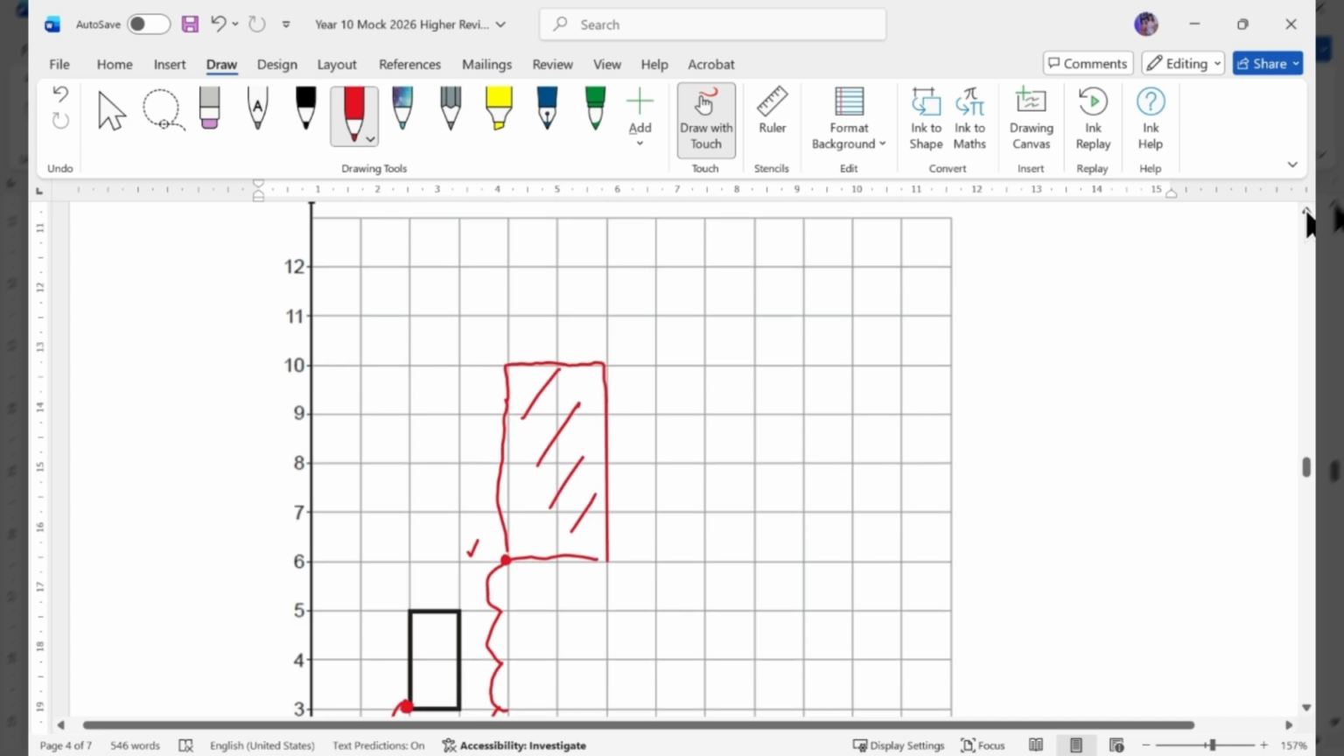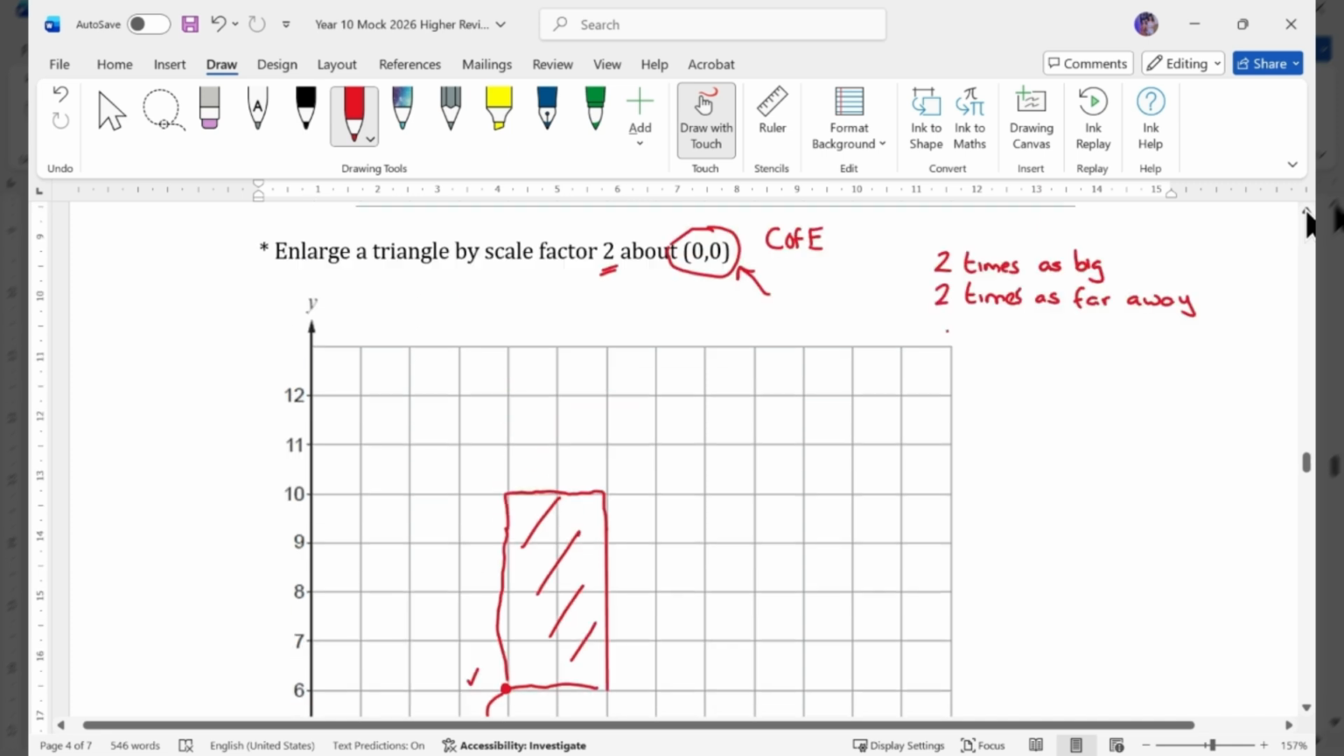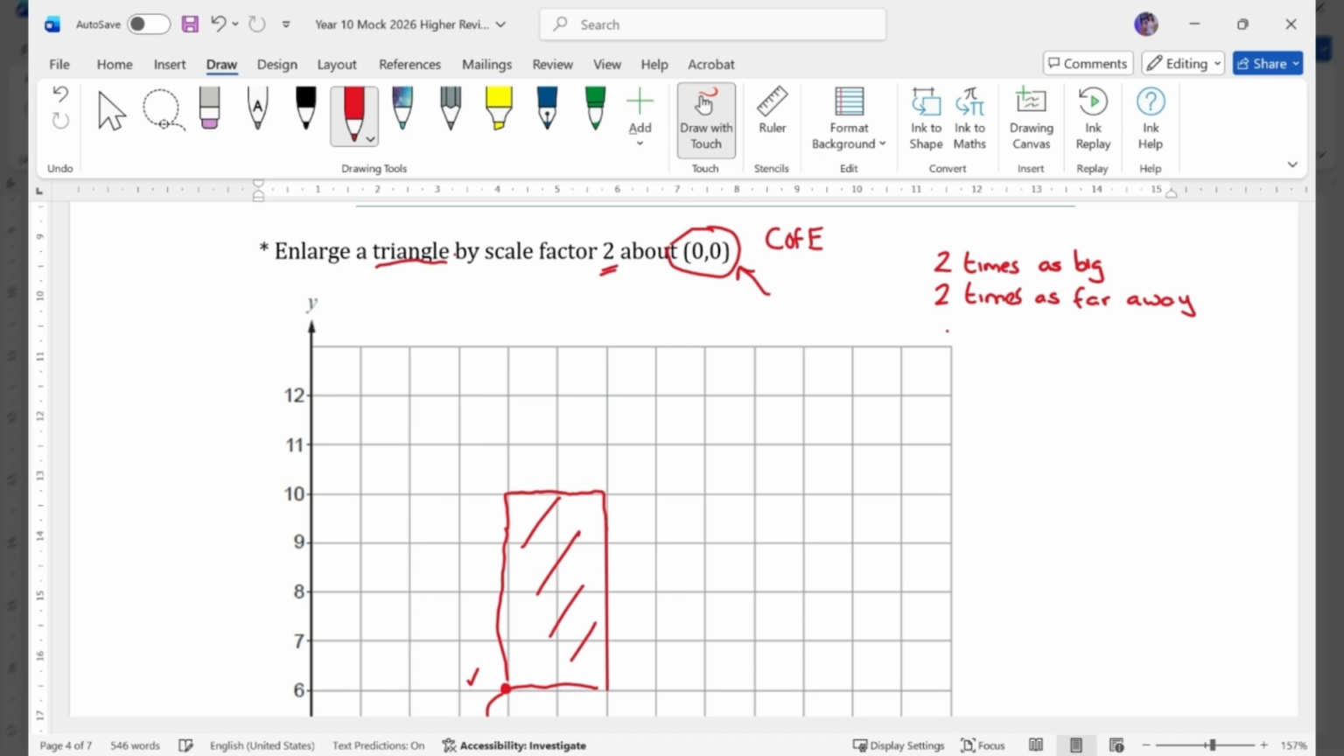And you would do exactly the same. I love the fact I called it a triangle. I just thought that as well. It's not, it's a rectangle. But other than that, this was a great question. Okay, let's move on to topic 10.